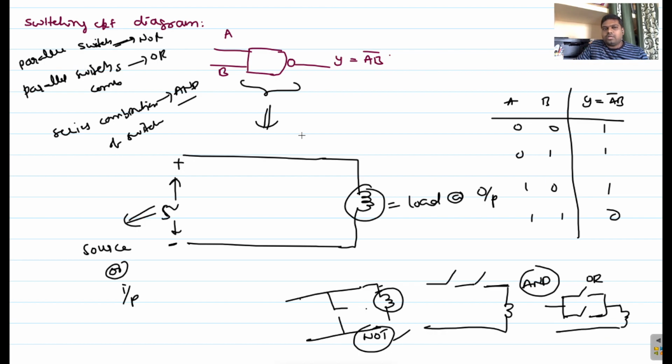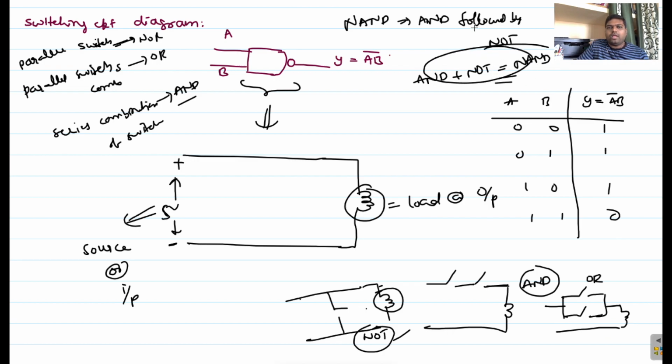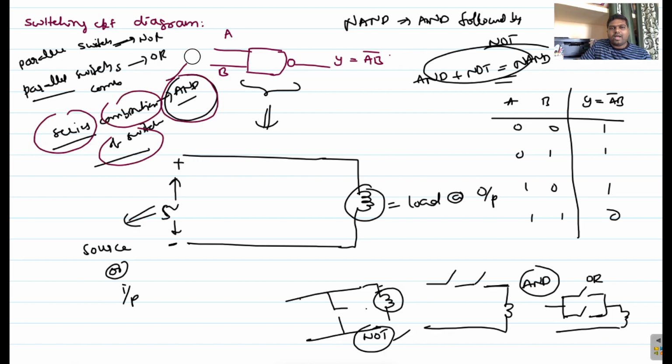Now the circuit diagram for NAND logic. Okay, already I told you NAND means AND followed by NOT gate. That means AND plus NOT gate equals NAND. Okay, this is the logic. Already we know a series combination of switches will provide AND logic, but we require an additional NOT operation. We require additionally NOT logic.